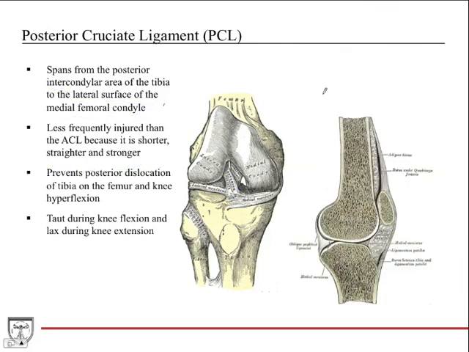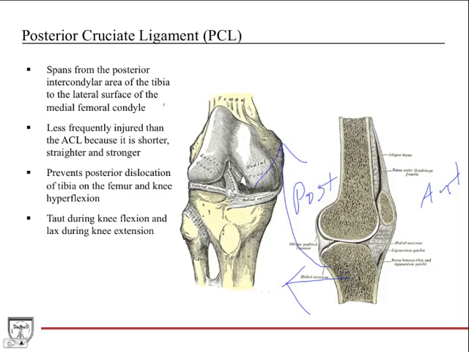So again, here's that sagittal view of the knee right here. This would be posterior, anterior. The PCL prevents posterior dislocation of the tibia on the femur. So opposite to the ACL, it prevents posterior dislocation, out this way, and it helps prevent knee hyperflexion, so the knee flexing more than is necessary.